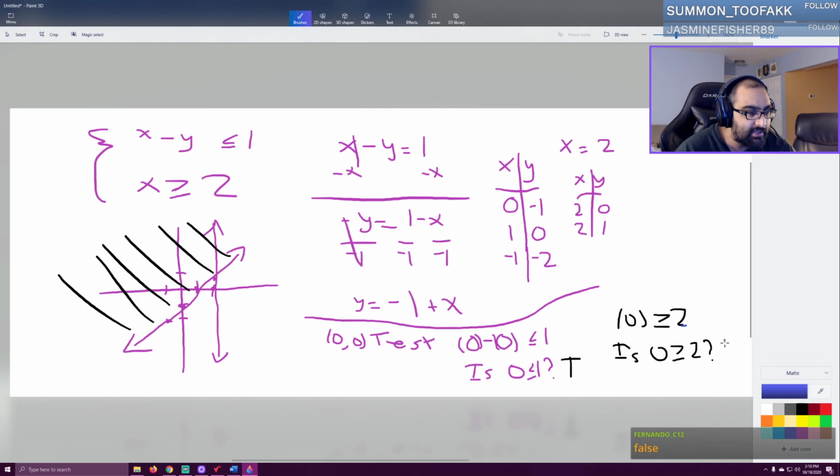Okay, so that's false. That's correct. All right, so 0 is definitely not bigger than or equal to 2. So we're going to take a look at our line here, and we're going to go ahead and put it in blue here once again. And we want to shade the side that does not include the point (0, 0). So that would be everything here.